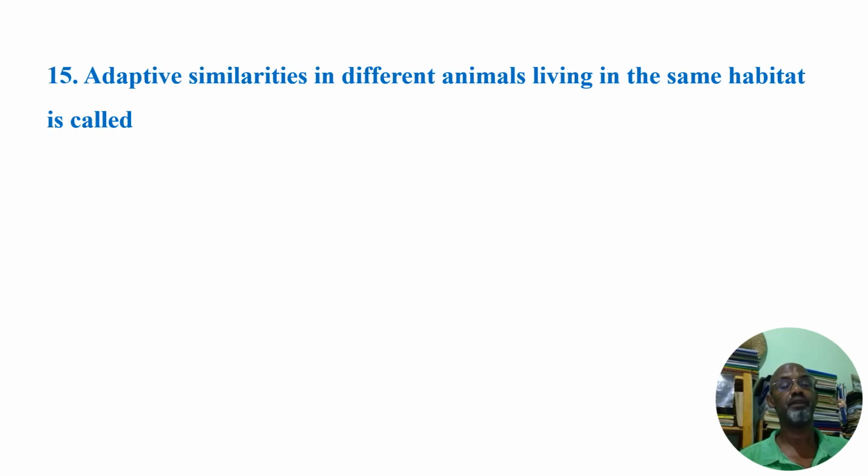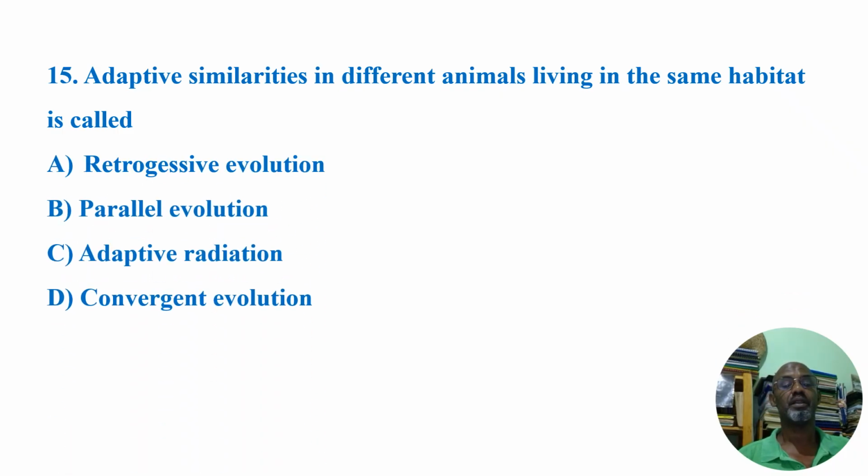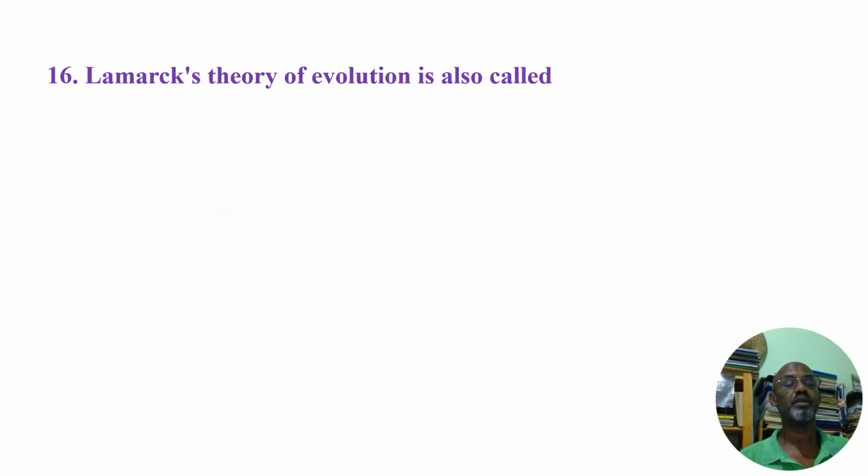Question number 15. Adaptive similarities in different animals living in the same habitat is called retrogressive evolution, parallel evolution, adaptive radiation, or convergent evolution. Of course, it is convergent evolution. The answer is D.